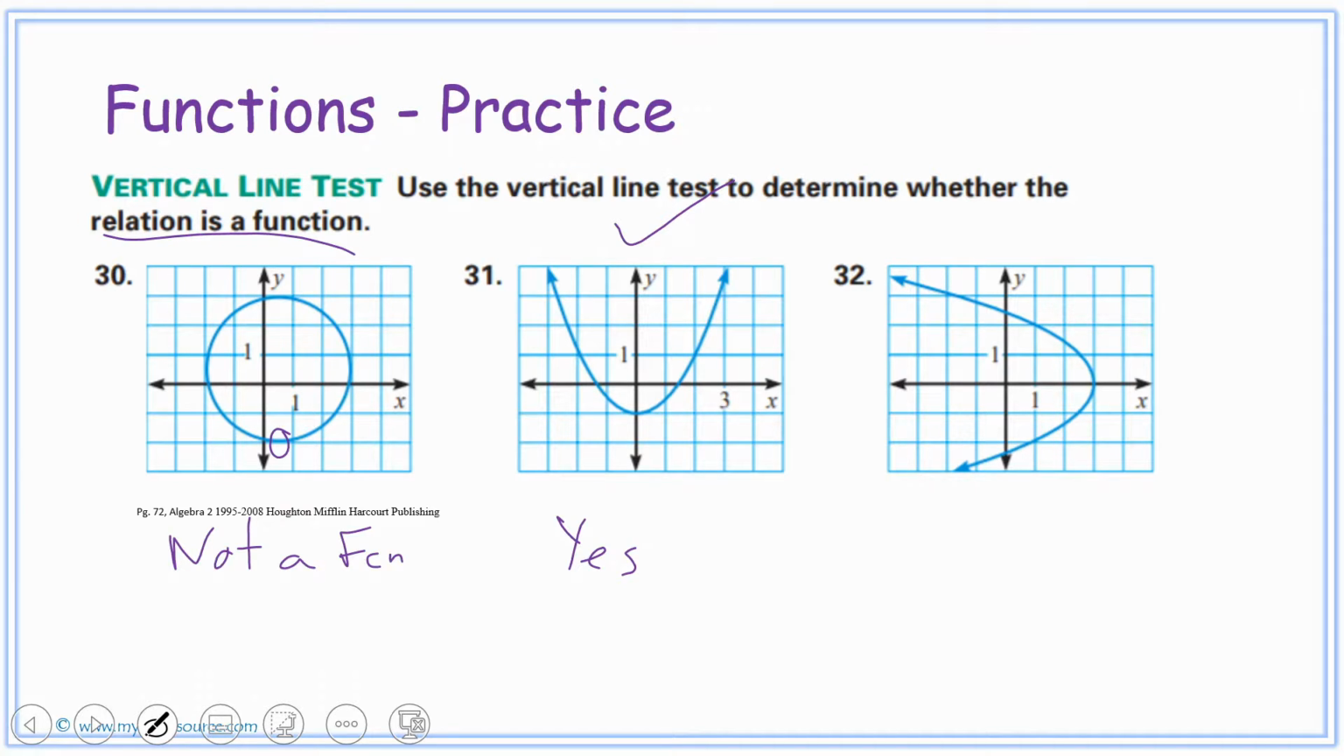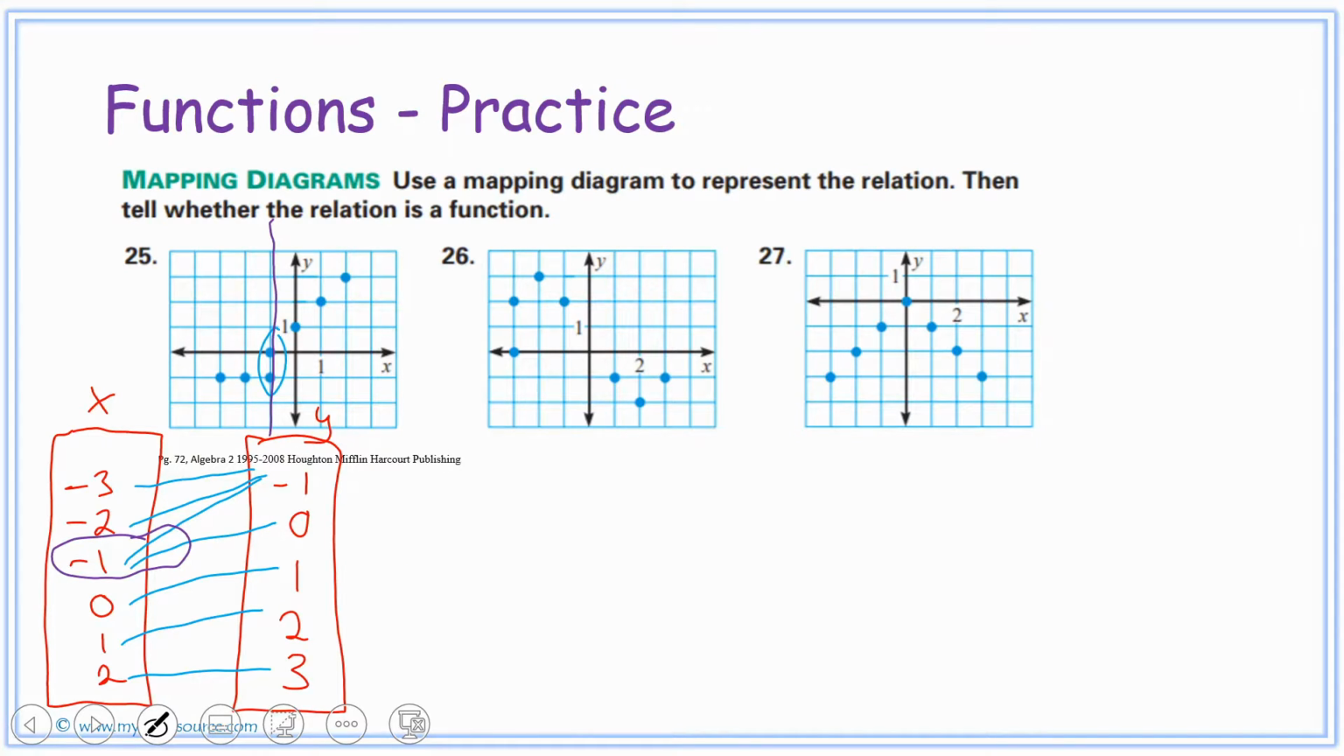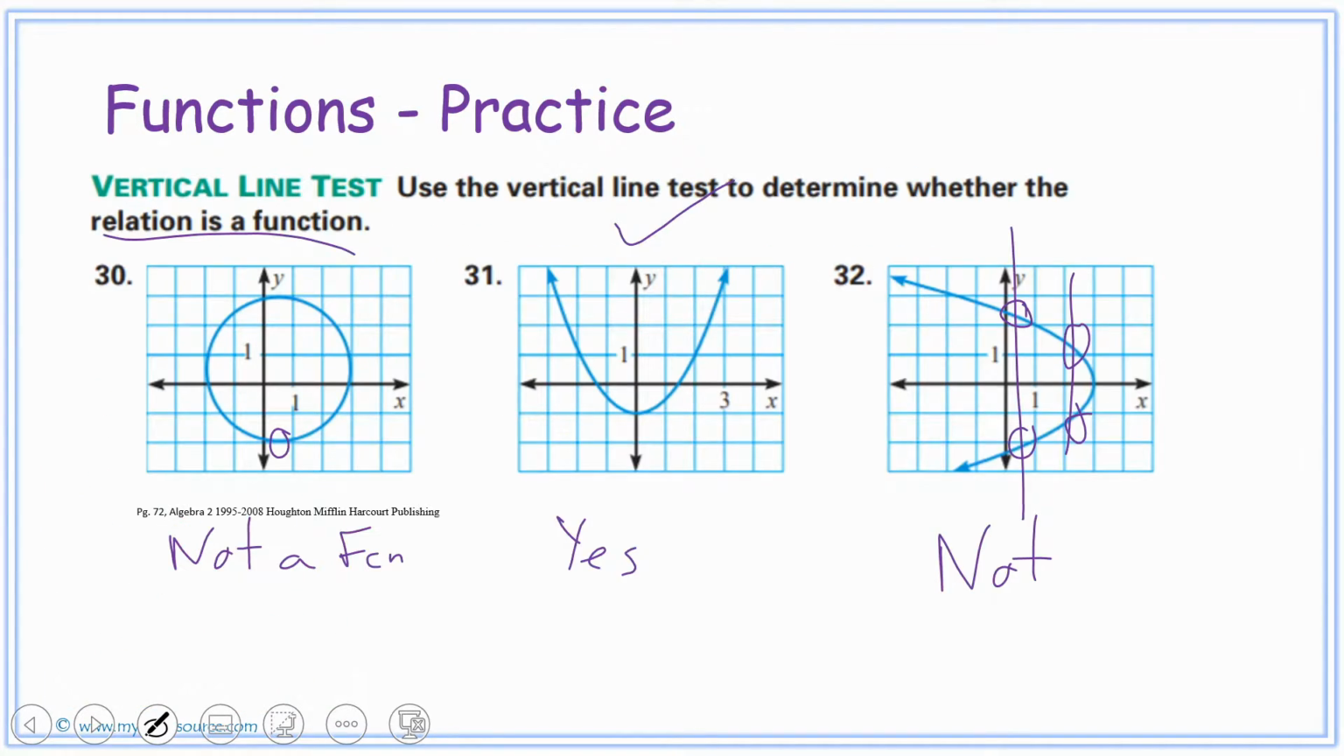All right, how about the last one, number 32? Is number 32 a function by using the vertical line test? If you said no, you were correct. You would see that here and here there are two x values that are being shared, and it happens at multiple parts on this, and so this one is not a function. Okay, so that's how we would do that. Just remember for this one, when you're doing the mapping diagrams, to make sure that you draw it neatly, as that will make it easier to see whether or not you have two arrows coming out.